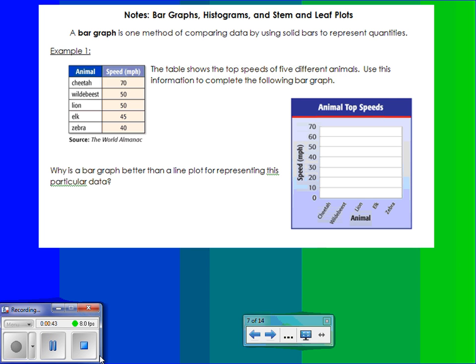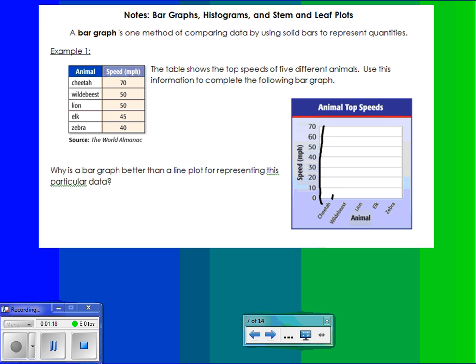Okay, so this table shows our speeds over here. And we're going to make a bar graph which represents this data, 70, 50, 50, 45, 40 over here. And when we make a bar graph, if you haven't done this before, we're going to make bars, our categories go on the bottom, and our numbers go on the left. And for cheetah, how fast? 70. So we're going to make a bar all the way to the top.